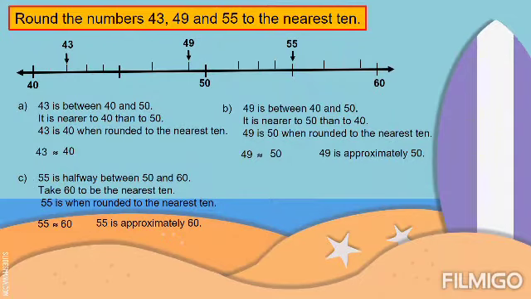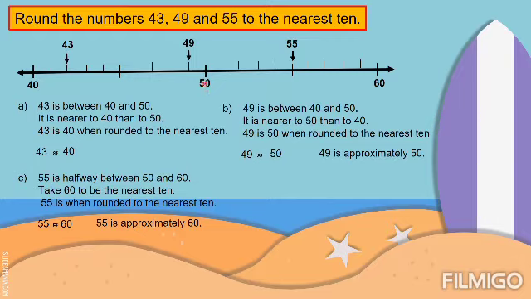Okay, class, so we have here a problem. The problem here is: round the numbers 43, 49, and 55 to the nearest 10. So again, class, our target number is the nearest 10. We have here a number line. We have the numbers 43, 49, and 55, which came from our problem here. And we have also here numbers below: 40, 50, and 60.